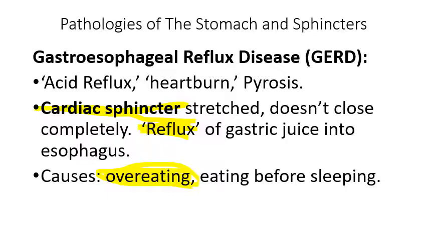And then if you eat before going to sleep, you're abusing the cardiac sphincter as well, because it's easier for the cardiac sphincter to keep the acid in your stomach if you're vertical and the esophagus is above the stomach. If you're horizontal, the stomach is at the same level as the esophagus, and it's easier for the acid to spill out of the stomach.